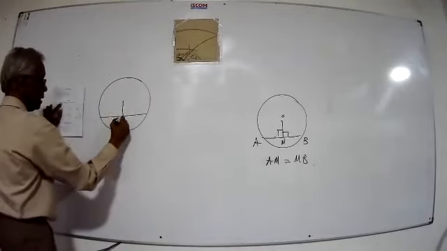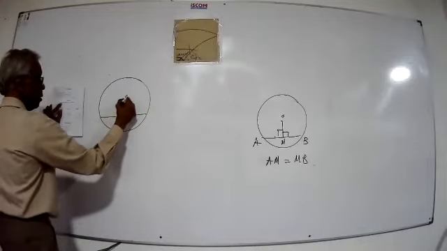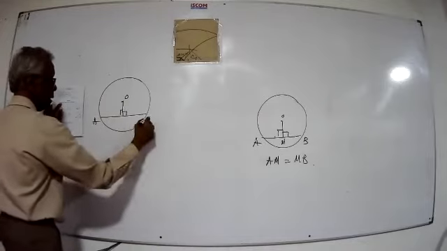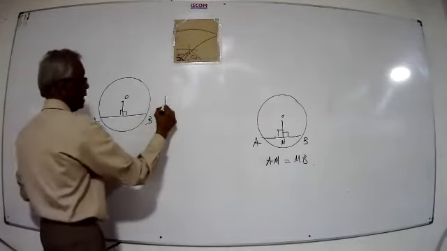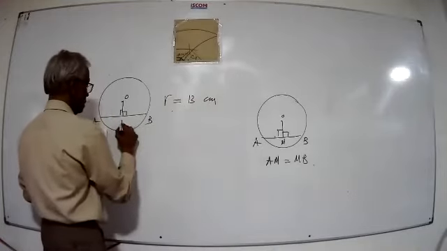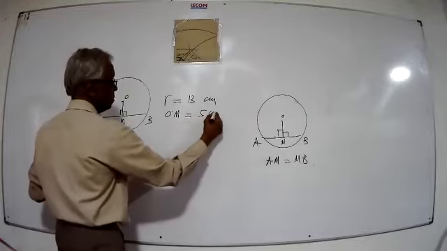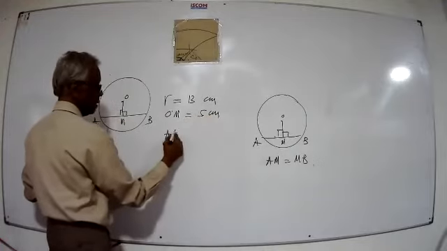This is the center, this is the right angle. O, A, B. We are given the radius is 13 cm. OM equals 5 cm. Find the length of AB.